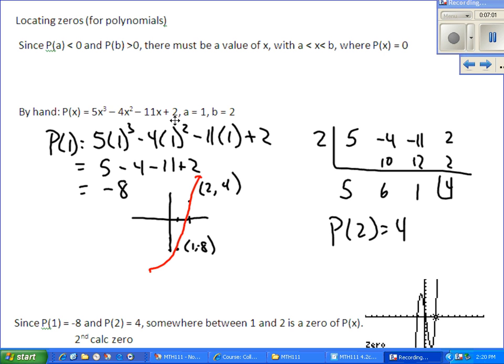So I'm going to take a function here and I'm going to evaluate it at 1 and at 2. So first I'm evaluating it the old-fashioned way, plugging it in, calculating. And then I'm going to evaluate it using the remainder theorem from the last section. And the remainder of the function is what the function will equal when evaluated at 2. So at x equal 1, I've got a negative value. And at x equal 2, I've got a positive value. So somewhere between x equal 1 and x equals 2, there is a value of x that makes the function equal 0.